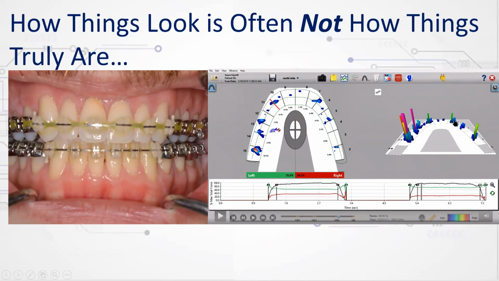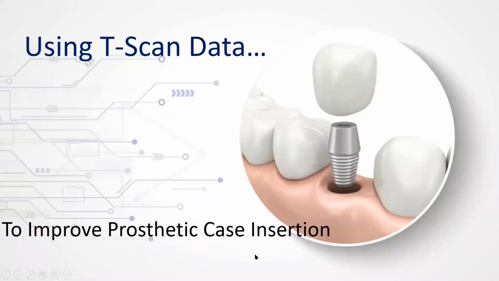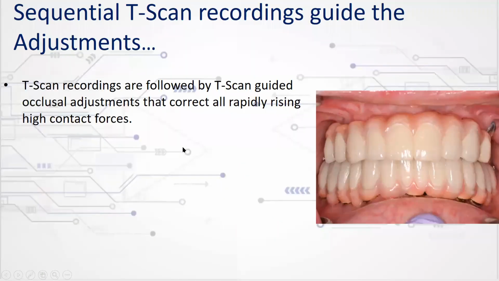The right side has to be better interdigitated. The left side has to be less interdigitated, and the front teeth have to strike better. And so the case is not ready to be debanded. And this is the value of measuring the occlusion, because you cannot tell those things from looking at the visual contacts. So how do we use T-scan data to help us at case insertion?